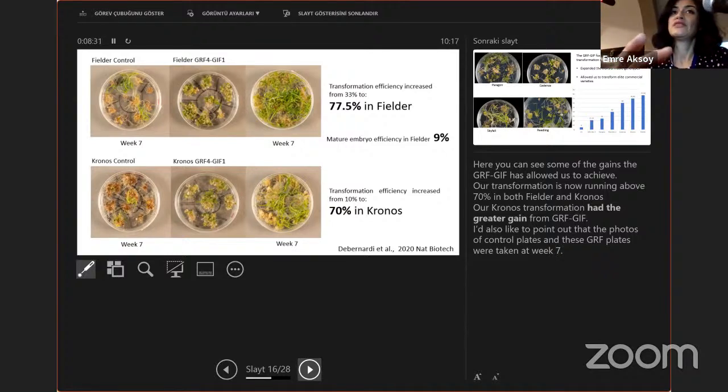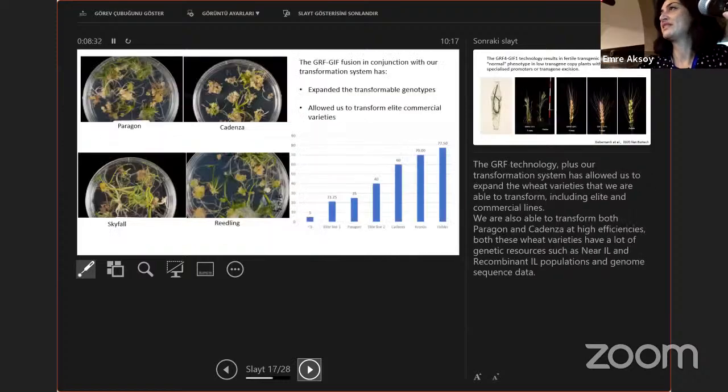The GRF technology plus our transformation system allow us to extend the transformable genotypes more. Now we can transform Paragon and Cadenza, which we have really good genomic resources for. Also, we know we can transform some elite commercial wheat varieties like Sky4 and Redlink. They are on the recommended list in the UK. And our efficiency again is very good. You can see for Redlink, you can transform 40% now.